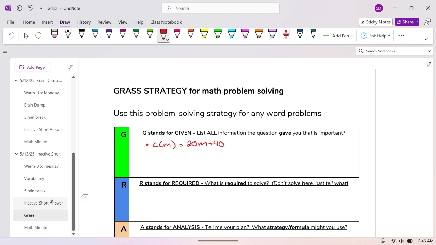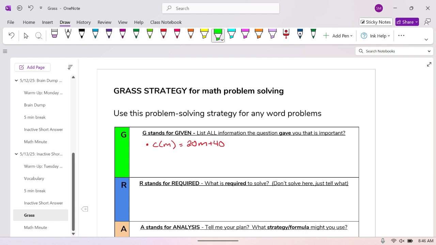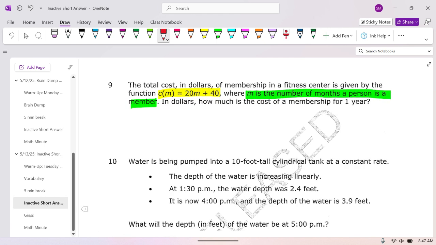All right. What's something else that's important? Someone else. Ralph. So M is the number of months a person is a member. That's something else that's important. So you can jot down M is equal to number of months. Is there anything else that you think is important, just in terms of given information? Anything else? All right. So let's move on to the next part.